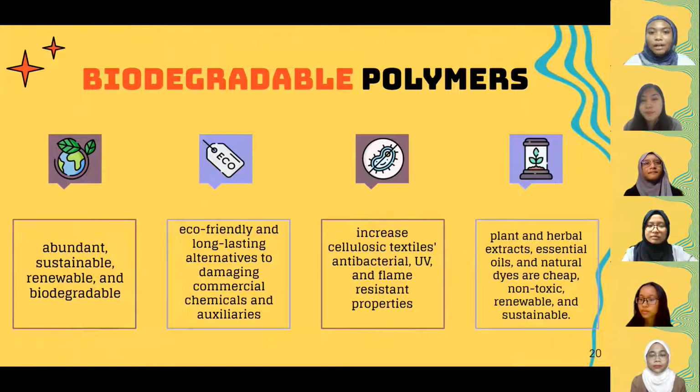Sustainable and renewable biodegradable polymers are abundant. They are eco-friendly and long-lasting alternatives to conventional damaging commercial chemicals and auxiliaries. Antibacterial, UV protection, and flame resistance are just a few of the functional properties that biodegradable polymers have been demonstrated to impart or enhance on cellulosic textiles.